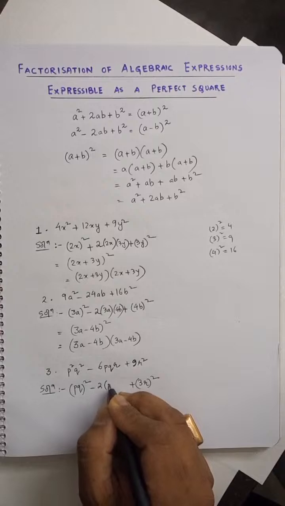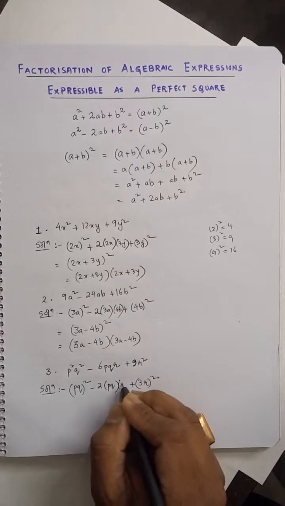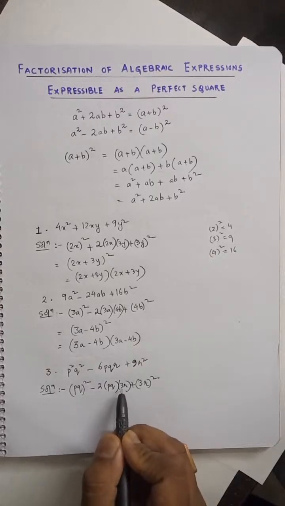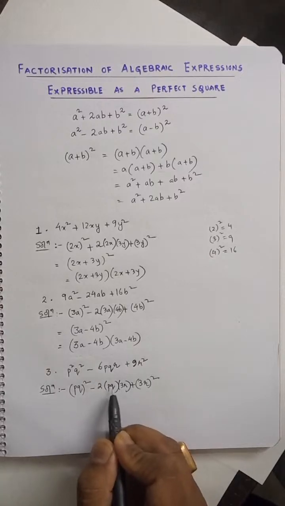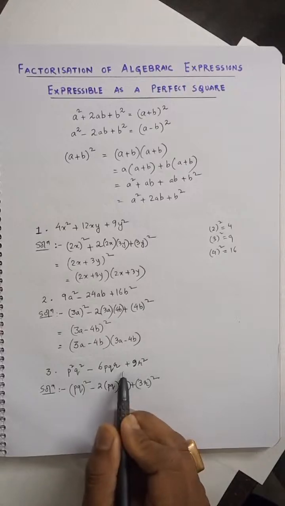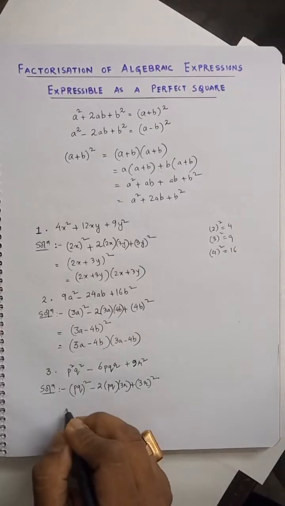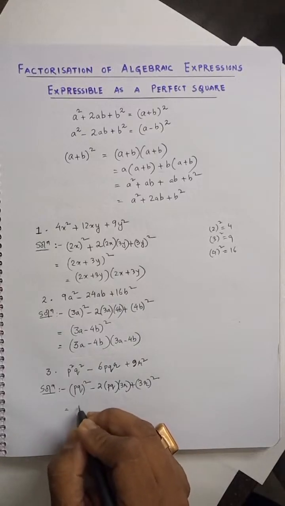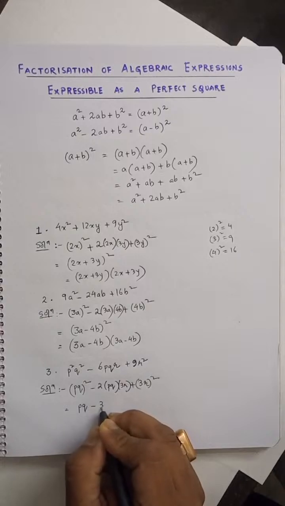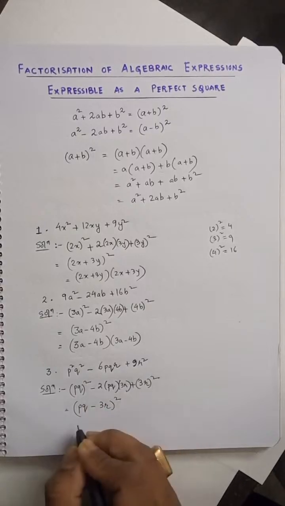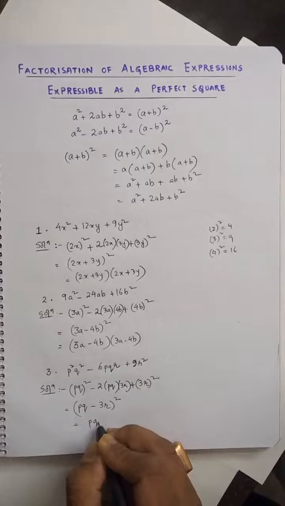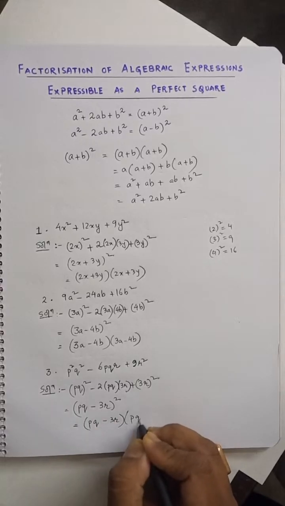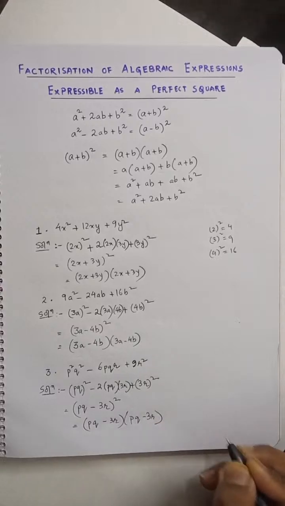Minus 2 pq or 3r multiply. So we can again cross check. 2 into 3 is 6. We have 6, and p into q into r, pqr. So this is our broken down form of the expression. Then we will write pq minus 3r whole square, and final answer is pq minus 3r, pq minus 3r.